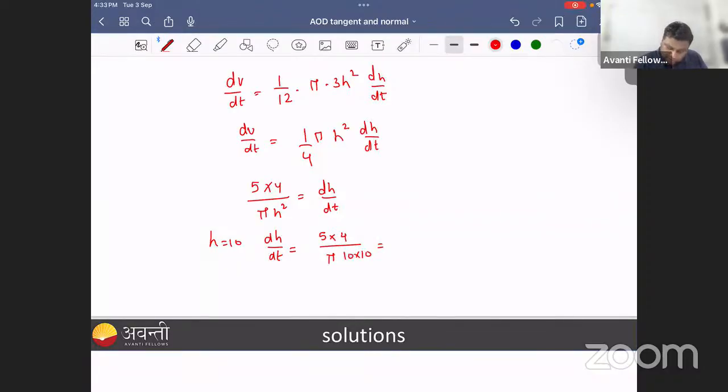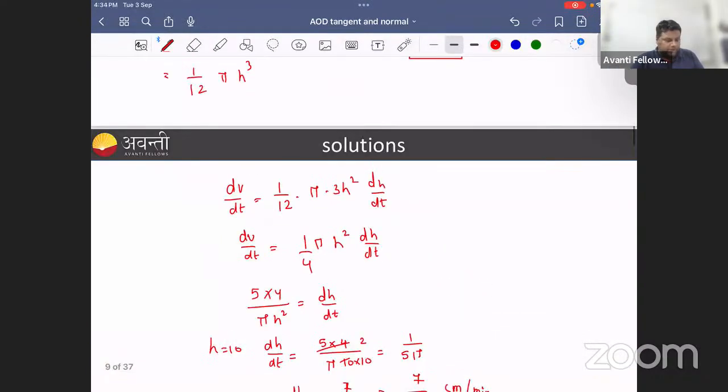Got it? So it will go 2 times, so 1 upon 5 pi. Got it? So dh by dt will be 1 upon 5 into 22 by 7. So it is 7 upon 110 centimeter per minute. Got it? Take a moment.